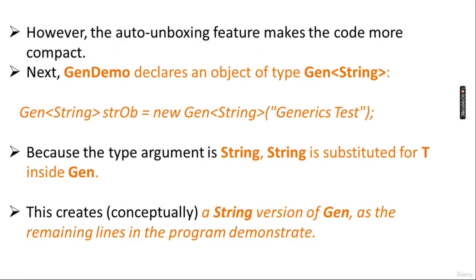The auto unboxing feature will make the code more compact, and you don't have to write each and everything on your own. Everything will be done automatically. Then GenDemo creates an object of type Gen<String>. Here also it is created automatically. The argument is String, it is replaced by the generic type, and the type T is replaced by String. This conceptually creates a String version of Gen, as the remaining lines of the program demonstrate.